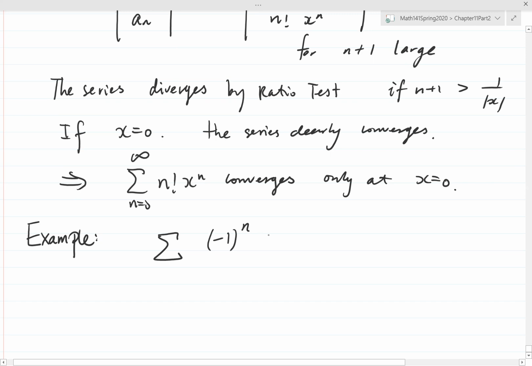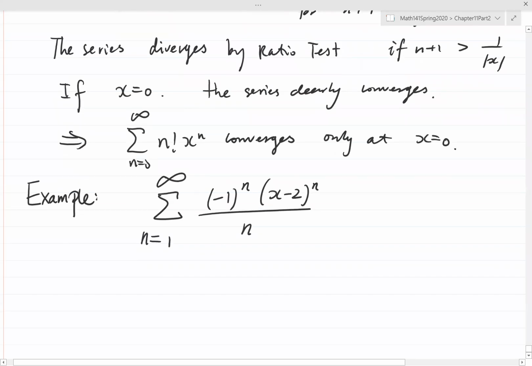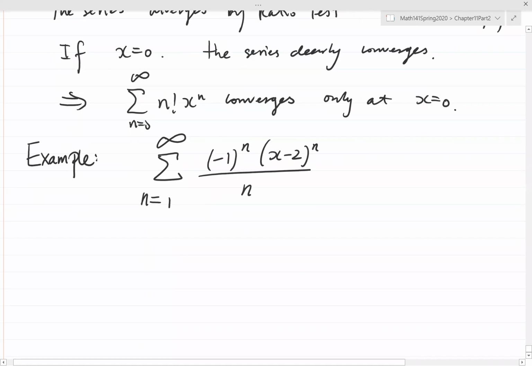Consider the series, the sum from n equals 1 to infinity of negative 1 to the power n, times x minus 2 to the power n, over n factorial. Okay, so here we have a power series. Usually we use either the ratio test or the root test. Here we use the ratio test. So a_n is negative 1 to the power n, x minus 2 to the power n over n factorial.